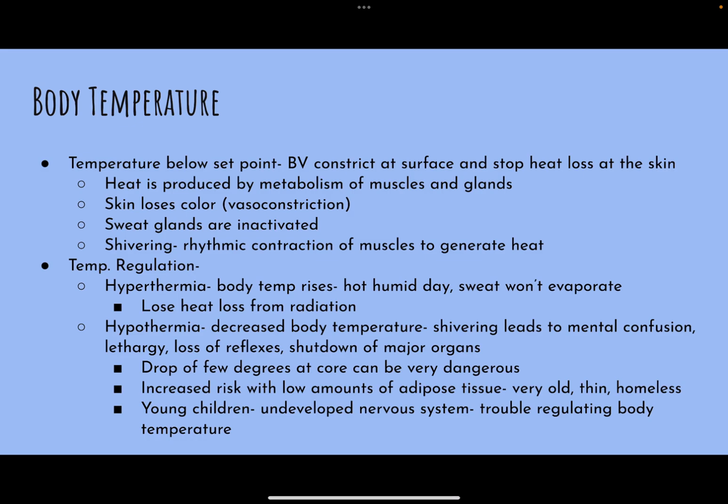If our body temperature goes below a set point, okay, so now we're going the opposite direction, we're getting cold, well, everything happens in the opposite way. So the blood vessels at the surface are going to vasoconstrict, and the blood vessels that are deep, closer to our internal organs, are going to vasodilate, okay? So now when we do that, we push all the blood away from our surface and send it to our internal organs.